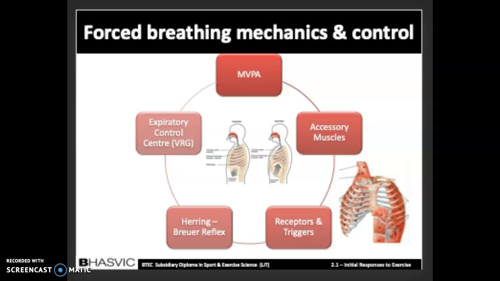They are usually only used during active inspiration during exercise, while the inspiratory muscles are working to increase ventilation.